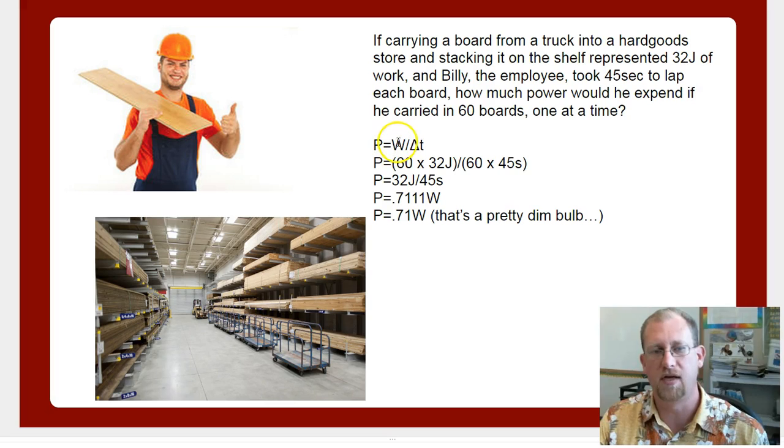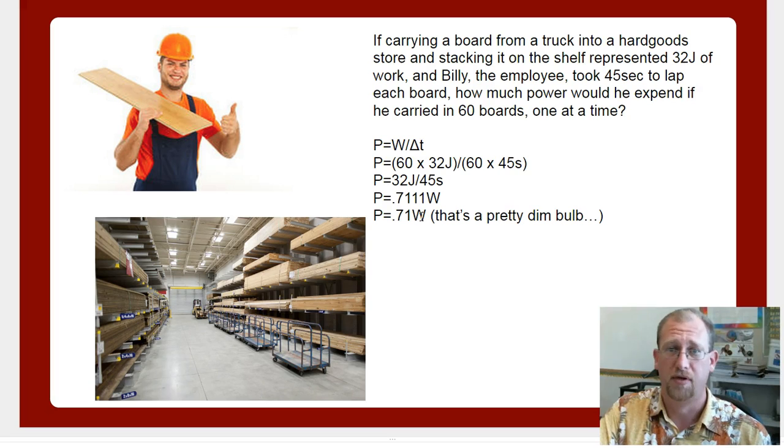So let's look at that. Power is work divided by unit time. Carrying 1 board is 32 joules. He's going to do that 60 times. Each lap takes him 45 seconds. He's going to do that 60 times. Well, 60 in the numerator and 60 in the denominator cancel each other out. So if you have multiple repetitions of the same thing, you can just look at 1 repetition. So that's essentially just 32 joules in 45 seconds. And that's 0.7111 watts, or you can correct for significant digits with 2 significant digits, 0.71 watts.